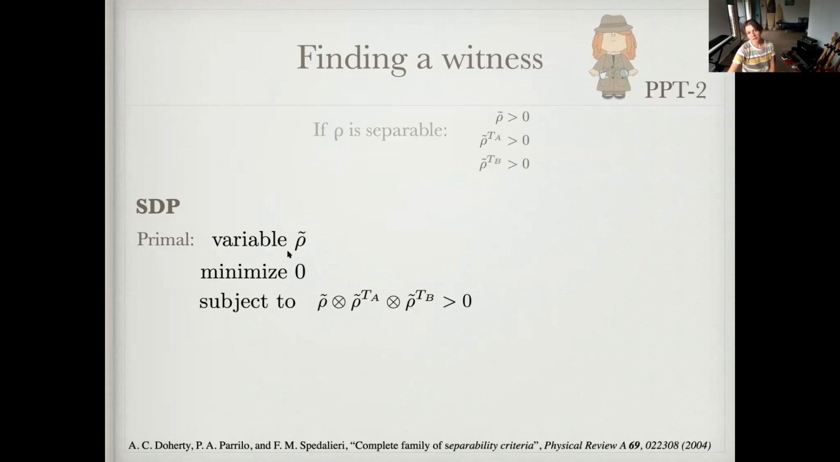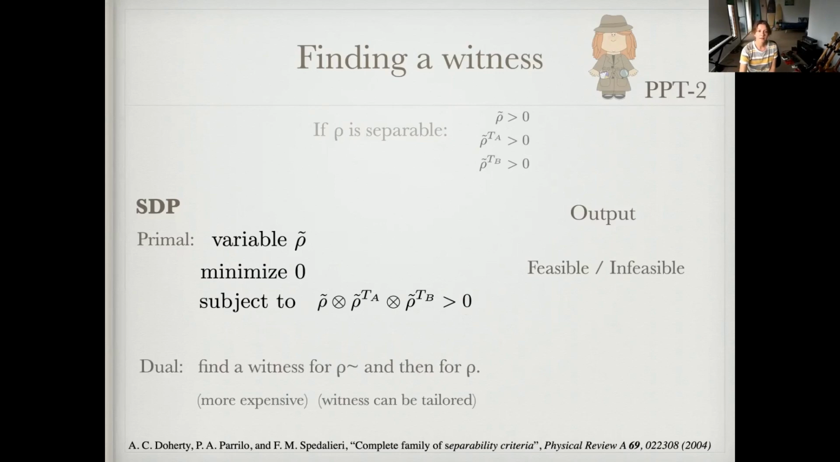So basically, you have a state and you ask the SDP, find me an extension of rho such that this extension is separable. And if the output is yes, okay, I did it, then it means you have not detected entanglement. But if you cannot do it, if the problem turns out to be infeasible, then you have detected that this state is entangled. And then what you can do is you write a dual problem of the SDP where you find a witness for rho prime the same way as before, just minimize the trace of Z with rho prime. And then having the witness for rho prime, you can construct a witness for rho.